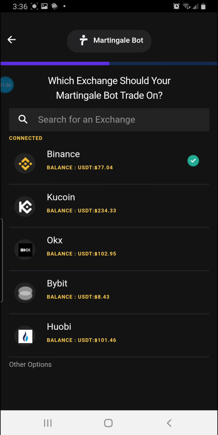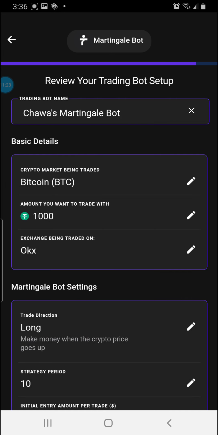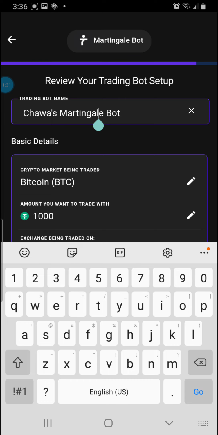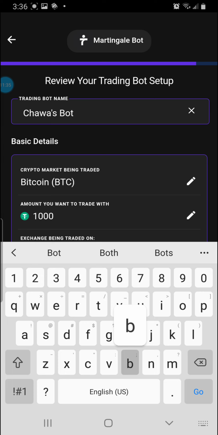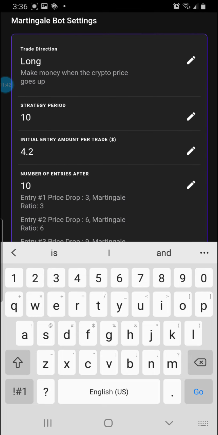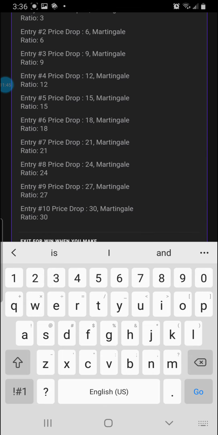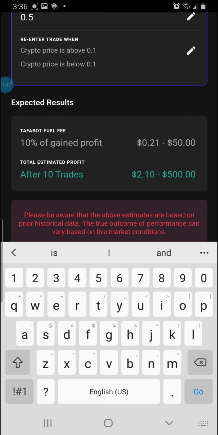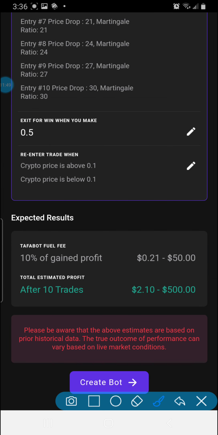OKX is presently running now, so I choose OKX, and then I can name my bot. So I can make it Chawas BTC bot. Then I check it, I review everything I have done, strategy period, 4.2 as first entry and all of that, and then this is what I'll be getting as my profit gain at the end of 10 trades. An average of $500 will be my profit at the end of 10 trades.